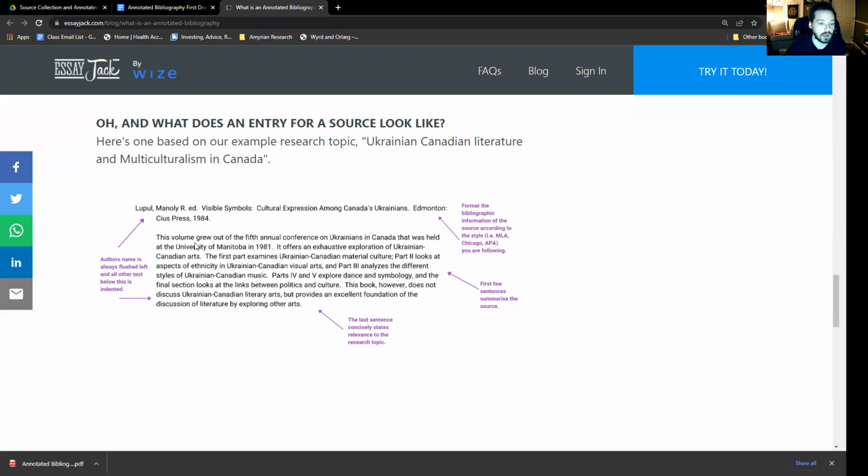So let's look at this one. This volume grew out of the 5th annual conference of Ukraine on Ukrainians in Canada that was held at the University of Manitoba. I assume I'm saying that right. In 1981, it offers an exhaustive exploration of Ukrainian Canadian arts. Right, that's great. It's a great summary.